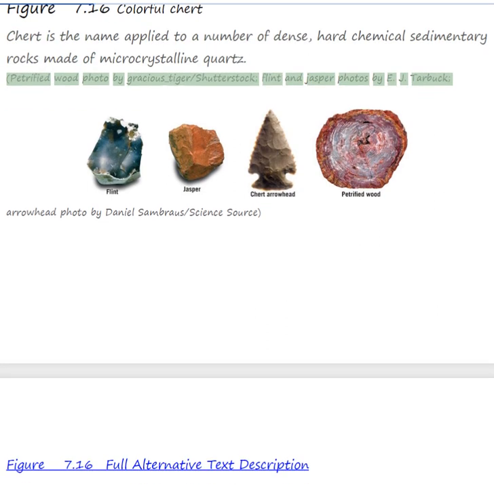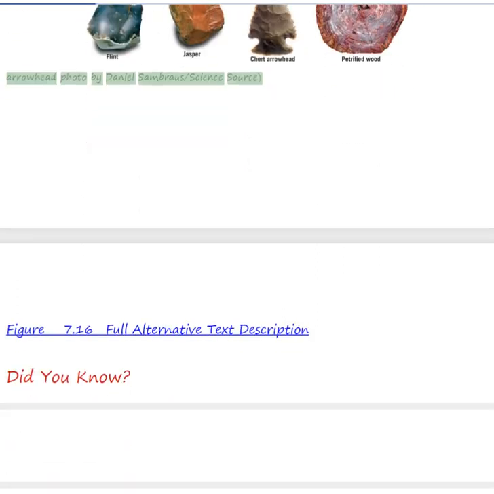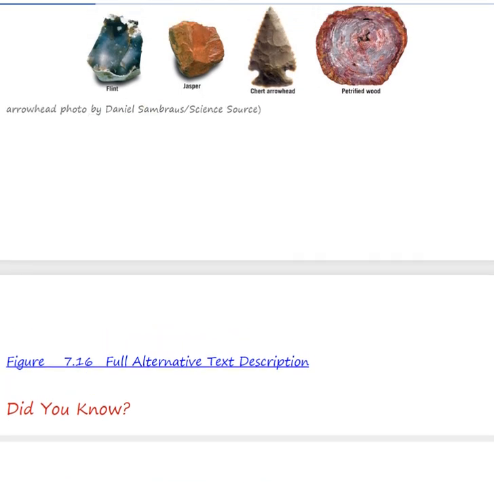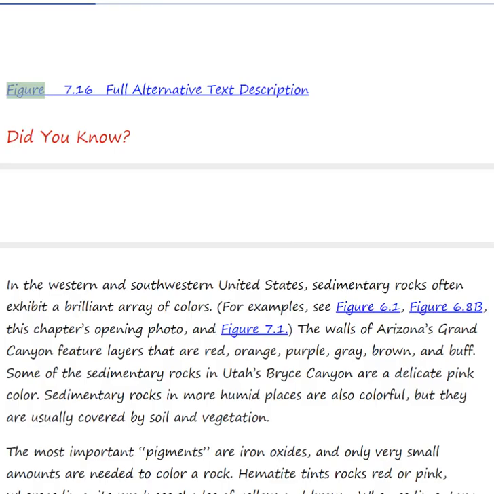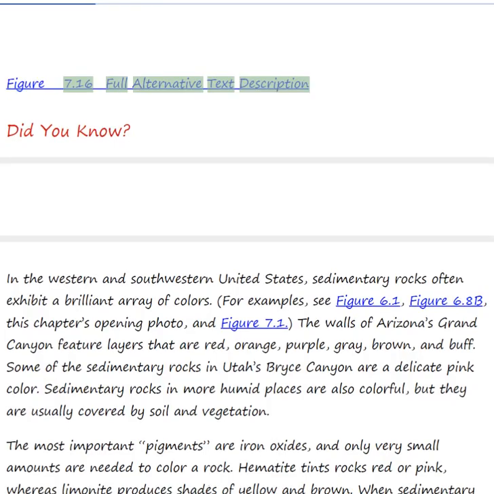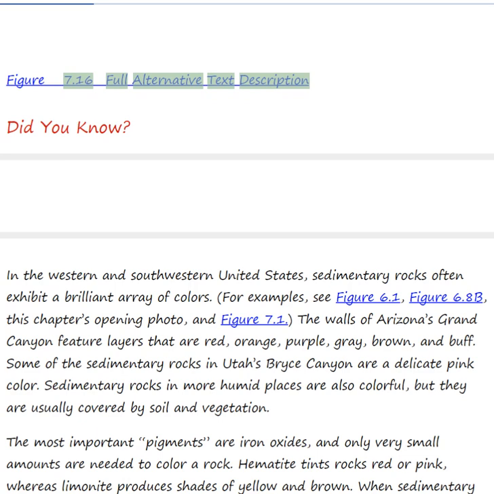Petrified wood photo by Gracious Tiger, Shutterstock; flint and jasper photos by E. J. Tarbuck; arrowhead photo by Daniel Sombrow, Science Source. Figure 7.16 Colorful chert. Figure 7.16 Full alternative text description.